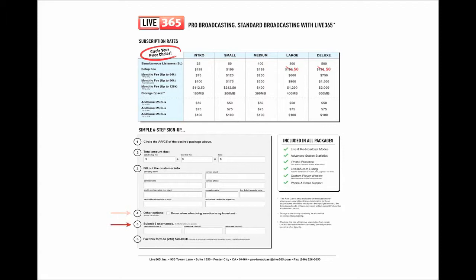Number 5 is where we ask you to submit your username. Now, your username is not your station name. Your username is simply how we recognize you within the Live365 system. We ask for 3 choices because your username has to be unique to our system. And we figure by your 3rd choice, we should be able to find a unique name.